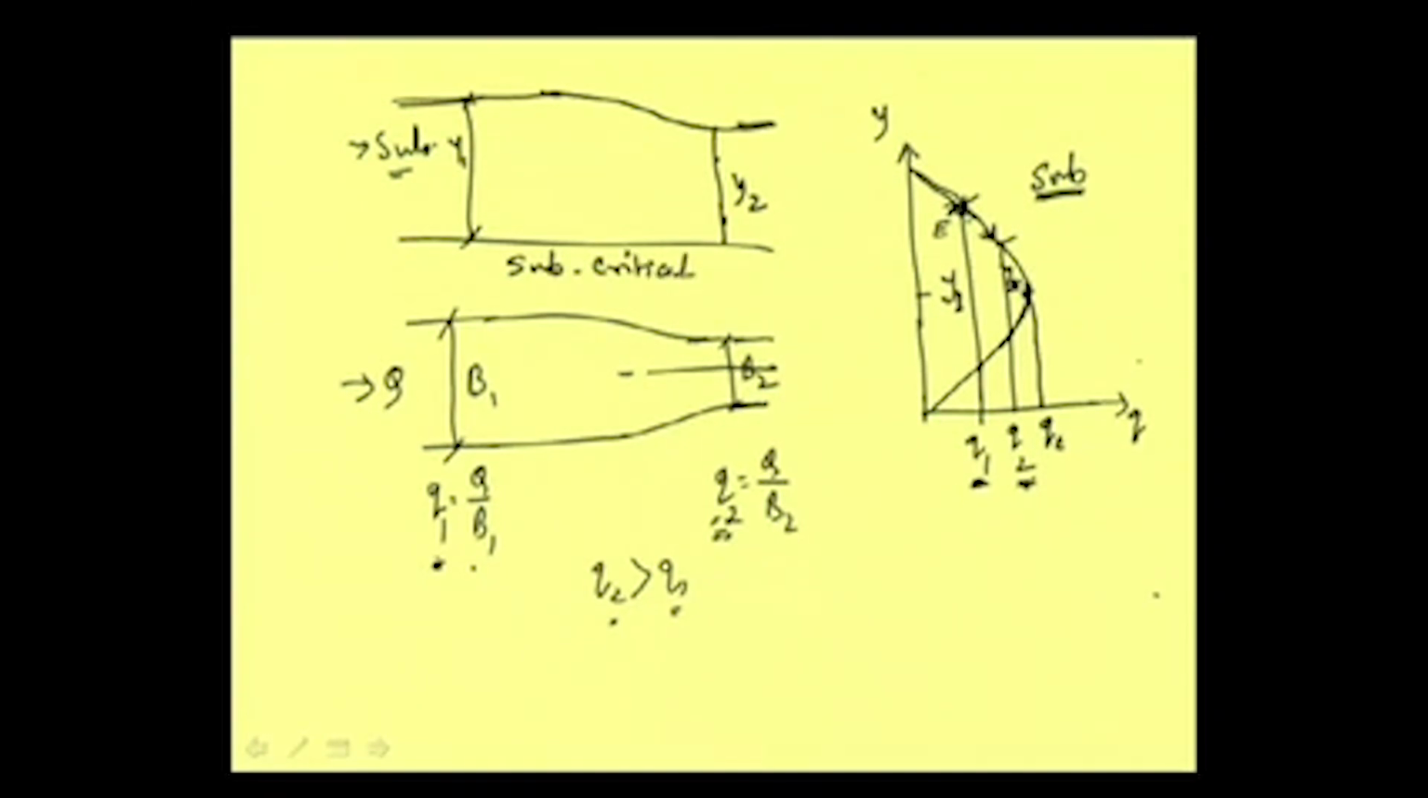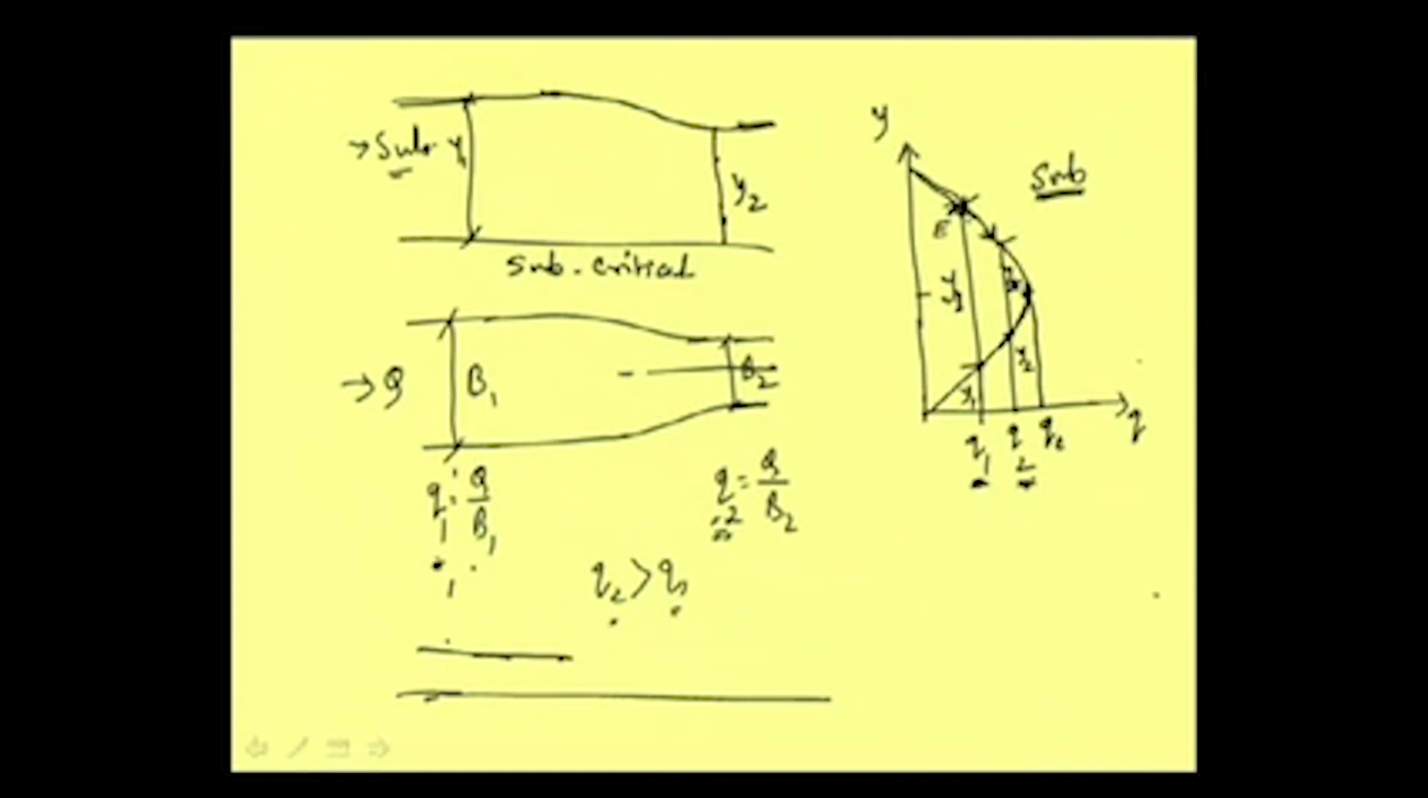Now, if the flow is supercritical, then what will happen? Suppose other things remaining the same, say the flow coming is supercritical. Let me draw it here just below this one. Say the flow coming in this section is supercritical. So, it is coming like this, and in supercritical flow, for Q1 the depth is Y1, this one, and for Q2 the depth here is Y2.